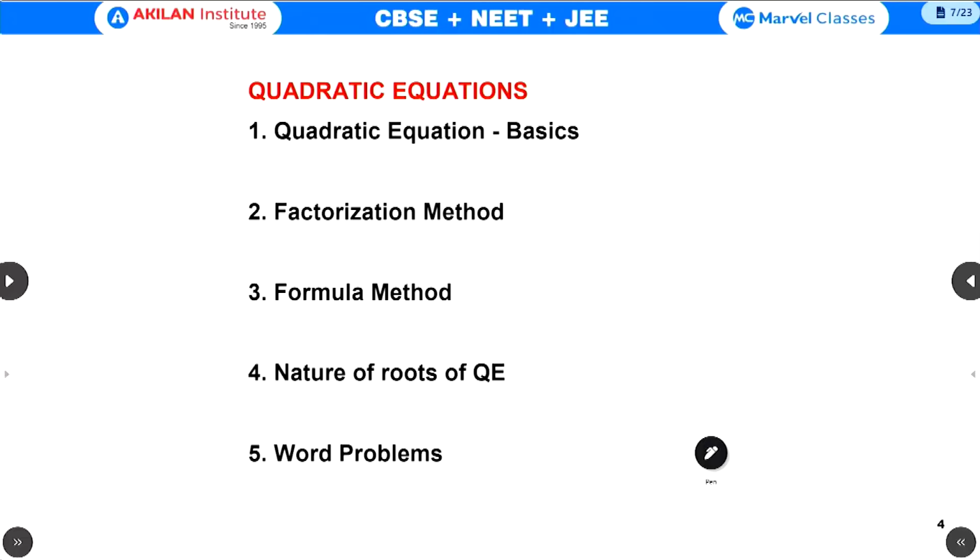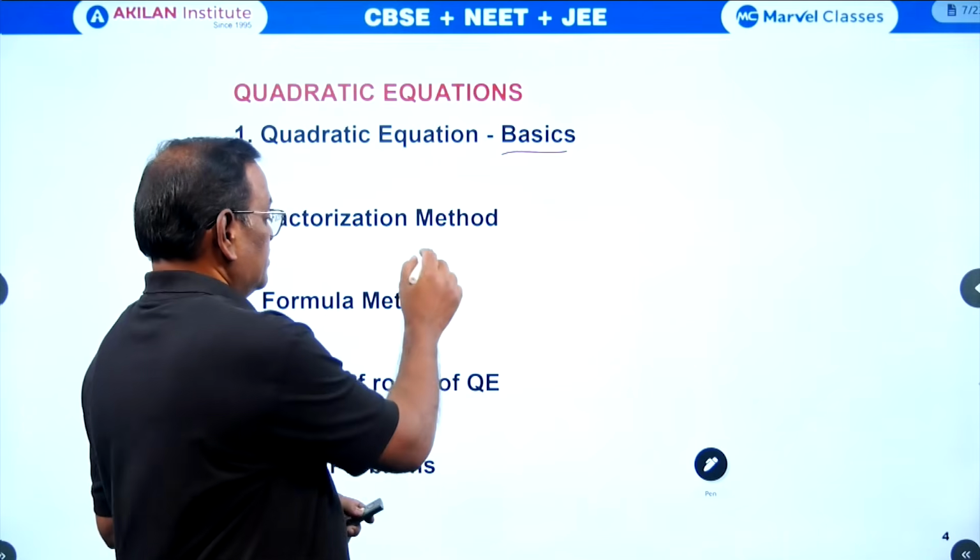Okay, and the 4th chapter, quadratic equations. First focus on basic concepts. If one root is given, find the value of the unknown constant, and whether it is quadratic or not, what is the condition for it to not be a quadratic, and the factorization method.